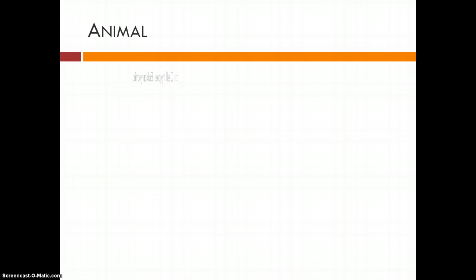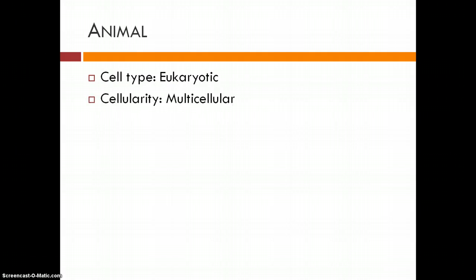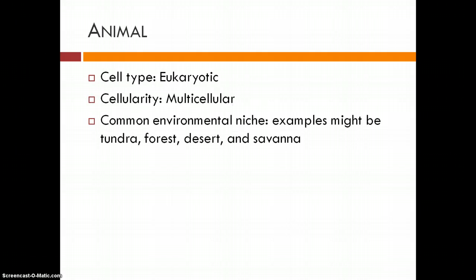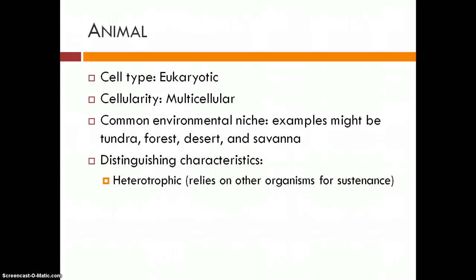So, animal cells. They're eukaryotic, multicellular, and they have different environmental niches. Some examples could be the tundra, forest, desert, savanna. There are lots of other ones too. So a distinguishing characteristic is that they are heterotrophic. So this pretty much means that they don't make their own food. They get energy from consuming something else. So when it says they rely on other organisms for sustenance, they get their nutrients from those organisms. They don't just photosynthesize or something like that.